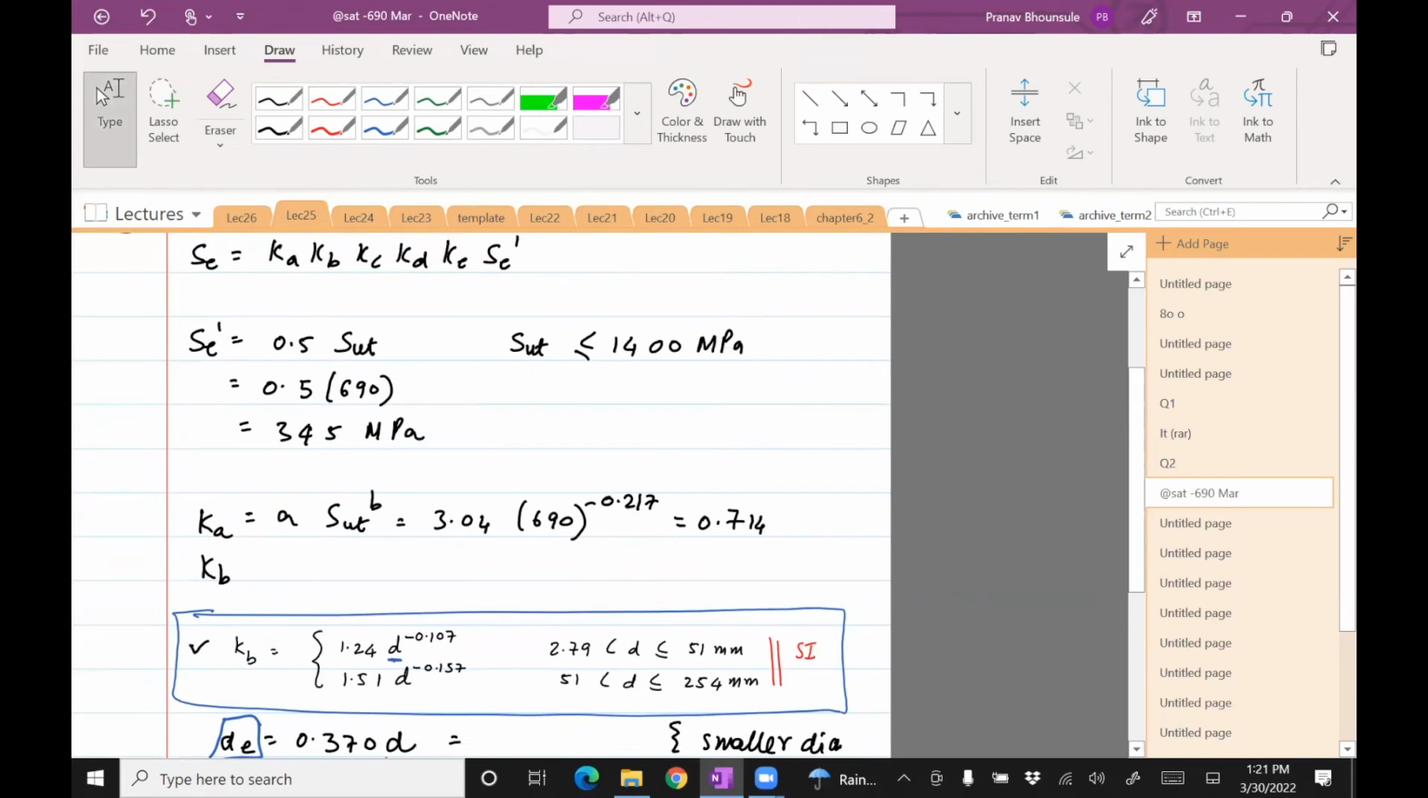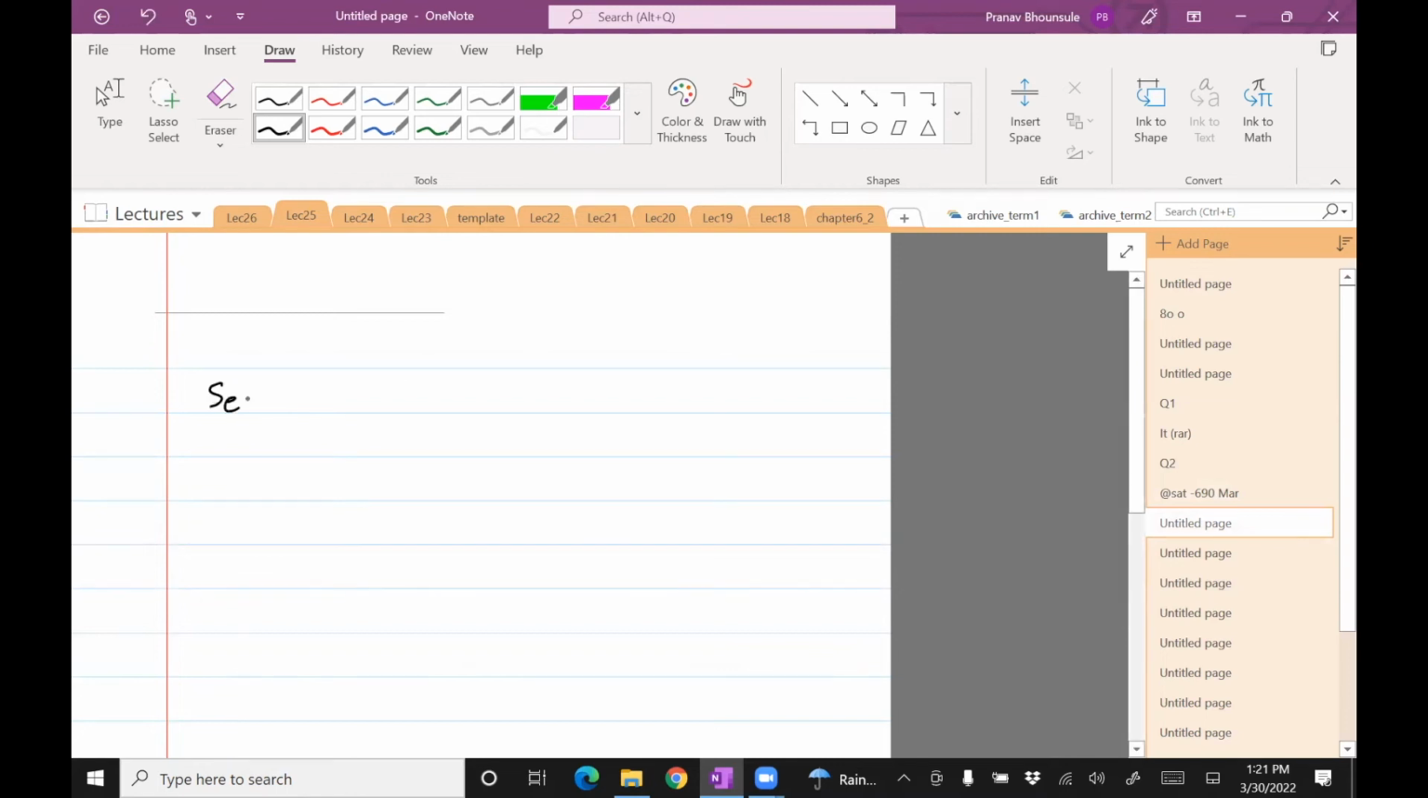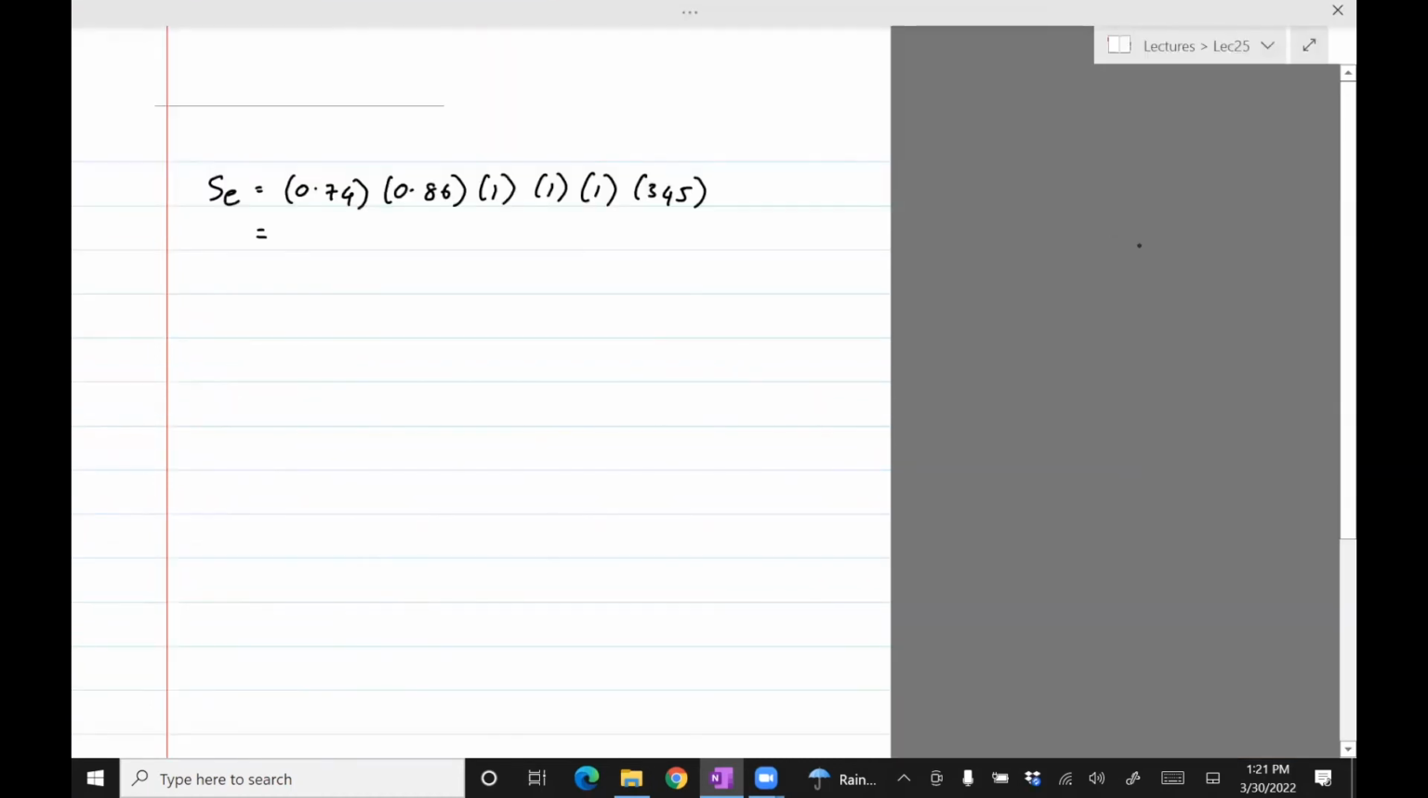We also got SE prime 345. So let's compute SE, which is this formula. So SE is Ka, which is 0.74, Kb, which is 0.86, Kc, which is 1, Kd, which is 1, Ke, which is also 1, and then 345. So it comes out to be 220 MPa.